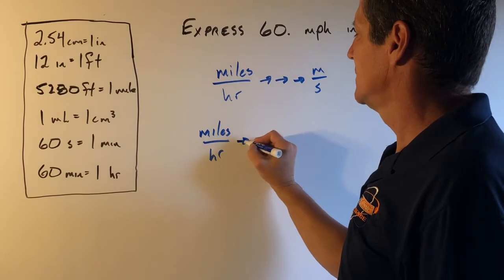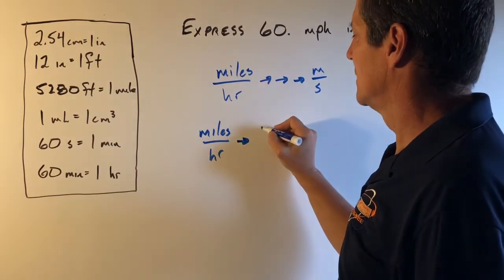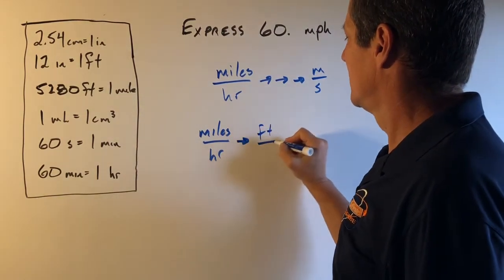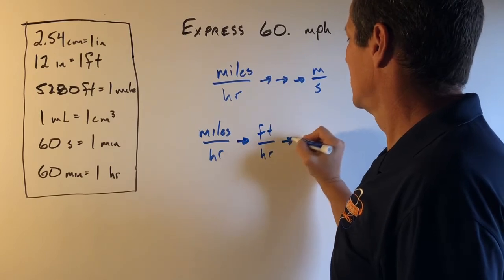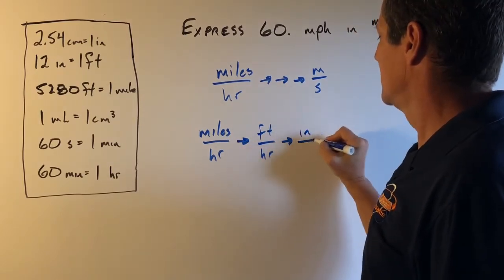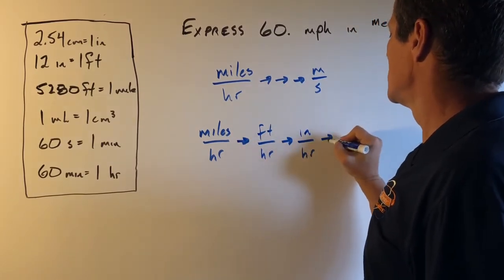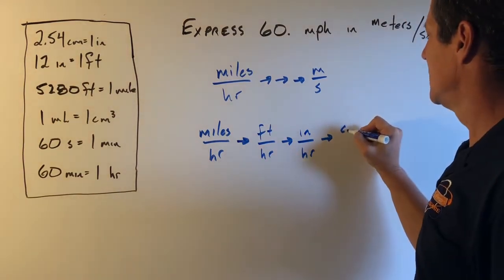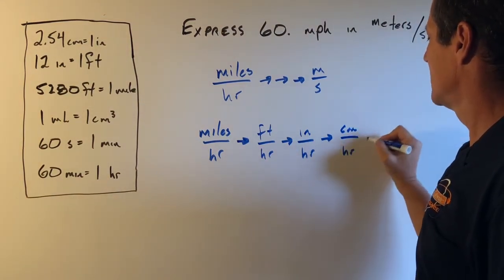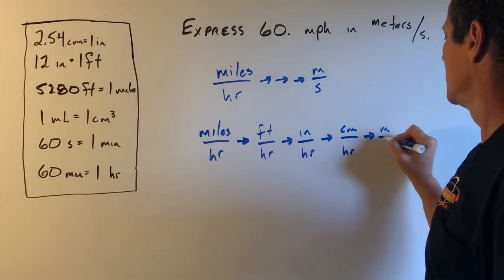So from miles, and using what's on my chart there, I'll go to feet per hour. Then I'll go to inches per hour. And I'll go to centimeters per hour, meters per hour.